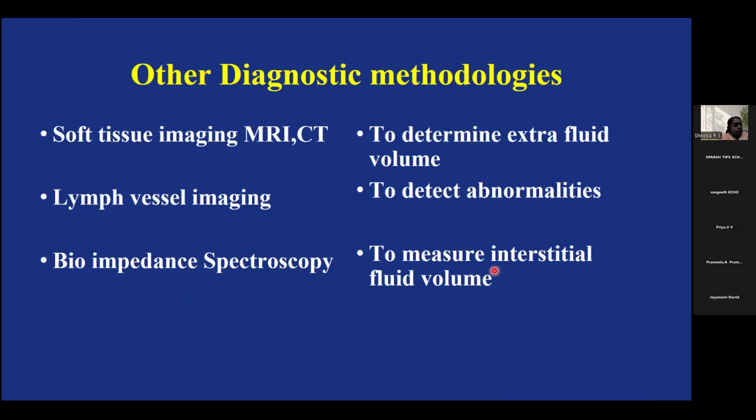Coming to other diagnostic methodologies: soft tissue imaging, lymph vessel imaging, and bioimpedance spectroscopy. These help to determine the extra fluid volume, detect abnormalities, and measure the interstitial fluid volume. In case of congenital abnormalities, as in primary classification, you have to do these kinds of investigations, identify the cause, and treat the underlying cause.